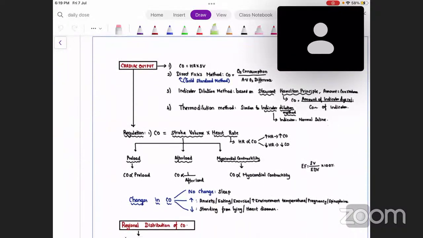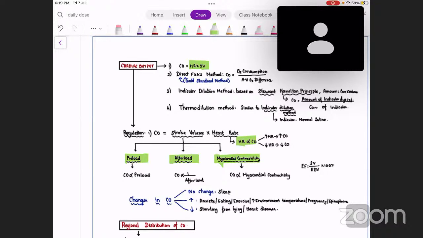Okay, next, determinants of cardiac output. Cardiac output can be determined by 4 methods. Cardiac output is calculated generally with the heart rate and stroke volume. The heart rate is directly proportional to cardiac output. And the stroke volume depends on 3 factors, people: one is the preload, another one is the afterload, another one is myocardial contractility. Cardiac output is directly proportional to preload, inversely proportional to afterload, and directly proportional to contractility.